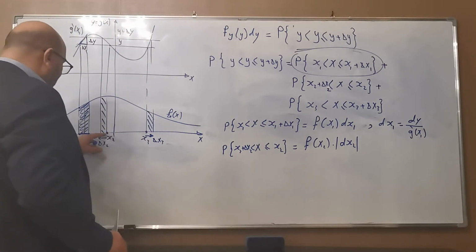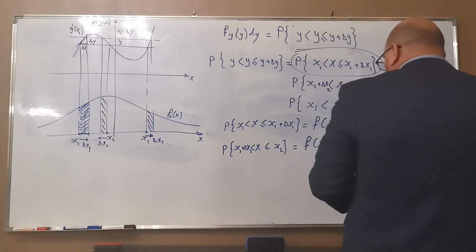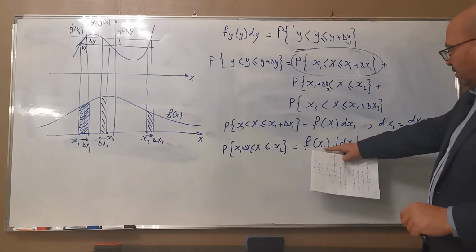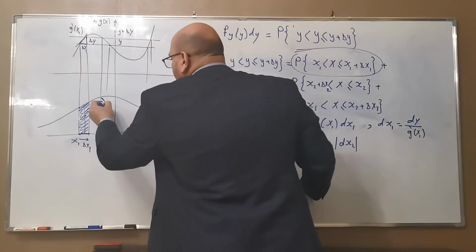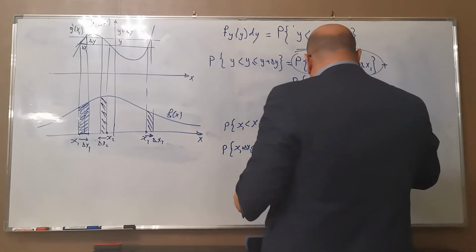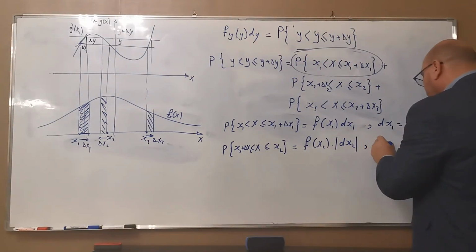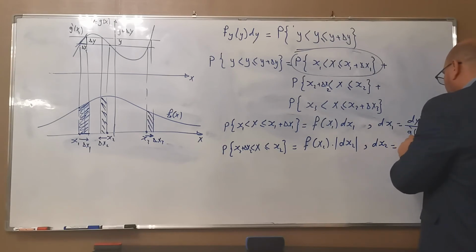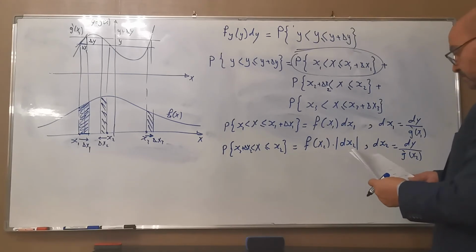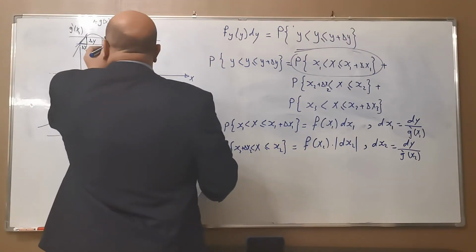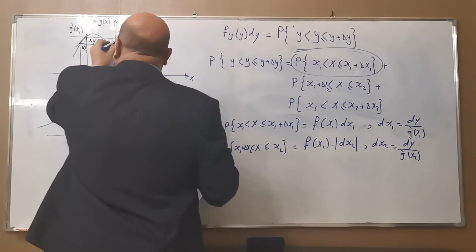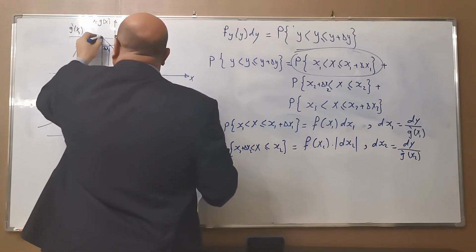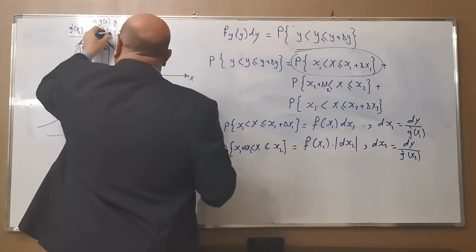So this is a distance, not a displacement. So it's a distance, so we take the absolute value. We need to find the area here. So this area is f of x2 times dx2. But dx2 is equal to dy over g prime of x2. Here this is delta x2, this here is delta y, dy, and this is the slope, g prime of x2.